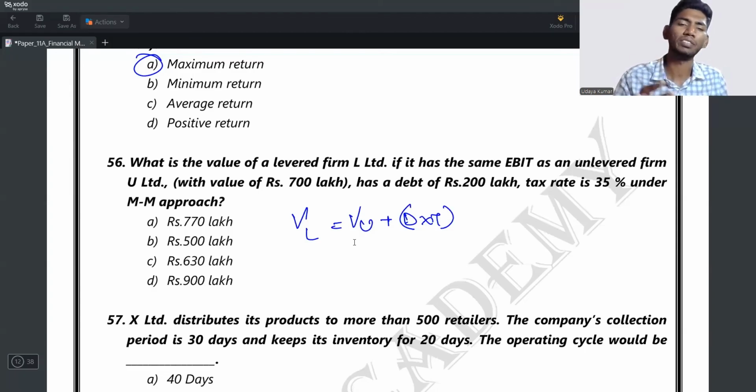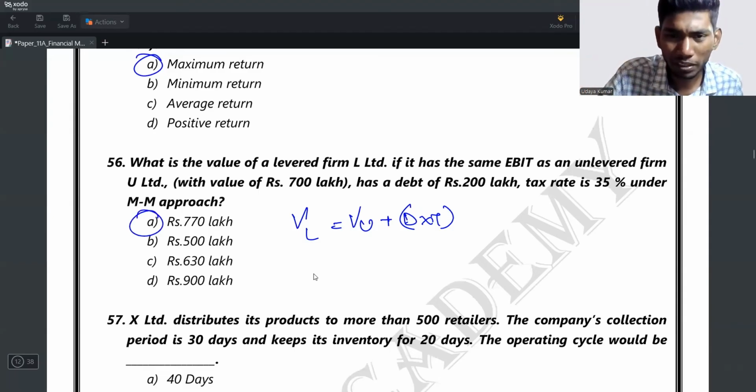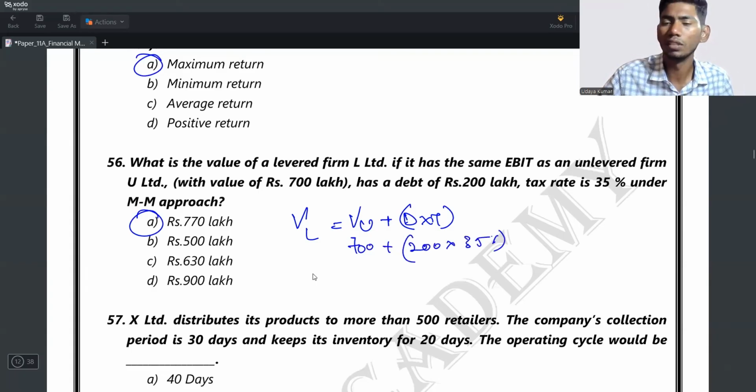200 into 0.35 is 70 lakhs. And the value of the unlevered firm is 700 lakhs. So the overall value of the levered firm will become 770 lakhs. It's quite easy. You just implement the values: 700 plus 200 into 35 percent. Using your calculator, you can easily calculate 200 into 35 percent, which is 70. So 700 plus 70 is 770 lakhs, the value of the levered firm. So option A is the right answer.